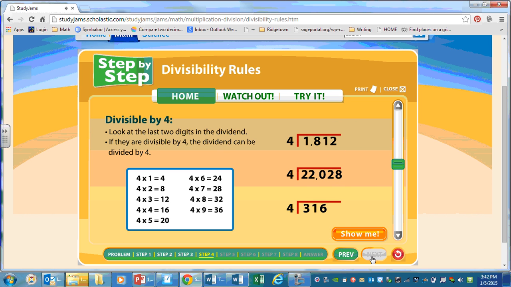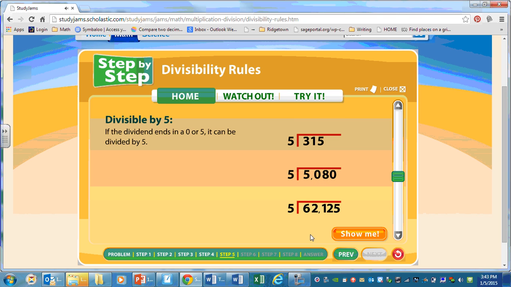A number can be divided by 4 if the last two digits of the number can be divided by 4. Time to review our multiples of 4. 12, 28, and 16 are all divisible by 4.